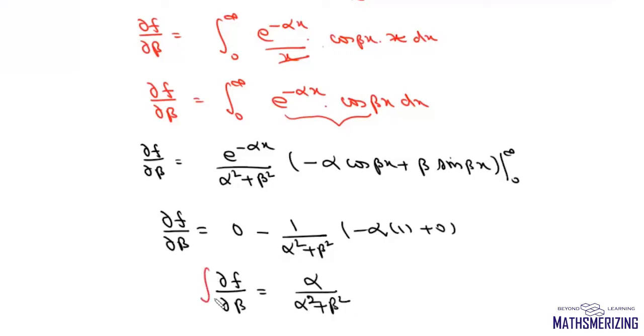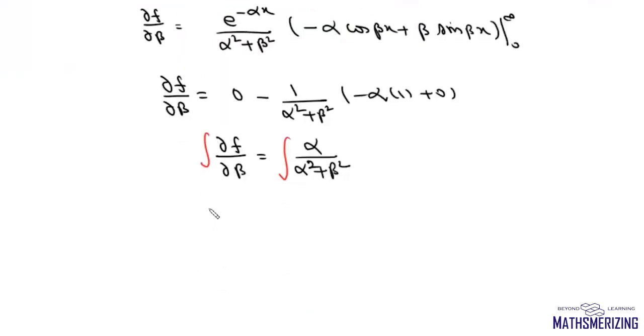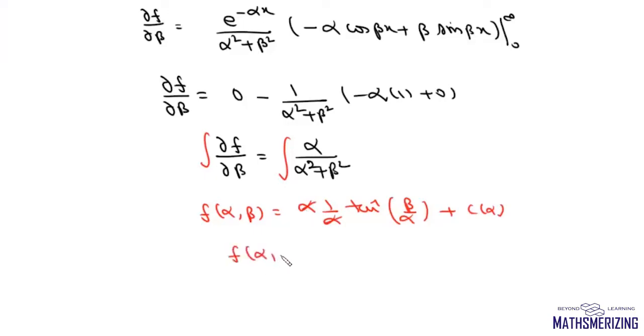Now we'll integrate this function with respect to beta. So we'll get f(alpha, beta), and here we have this alpha, and then the integral of dx upon a square plus x square will be 1 upon a tan inverse x upon a, so 1 upon alpha tan inverse beta upon alpha plus c. Now here the constant can be some function of alpha, so we'll write this as c(alpha). Now here alpha and alpha will cancel, so we'll write f(alpha, beta) as tan inverse beta upon alpha plus c as some function of alpha.